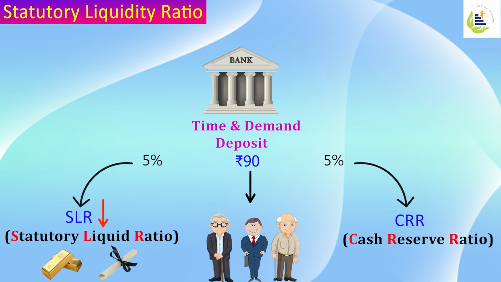The lower the SLR, that is statutory liquidity ratio, the more money will be in the hands of the commercial bank to circulate in the economy. So in this way, with CRR and SLR, the government controls the money circulation in the economy.